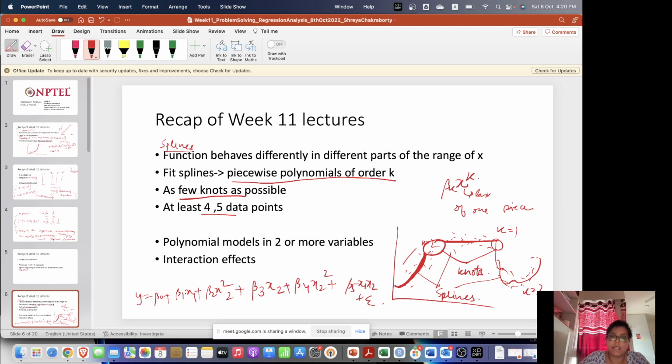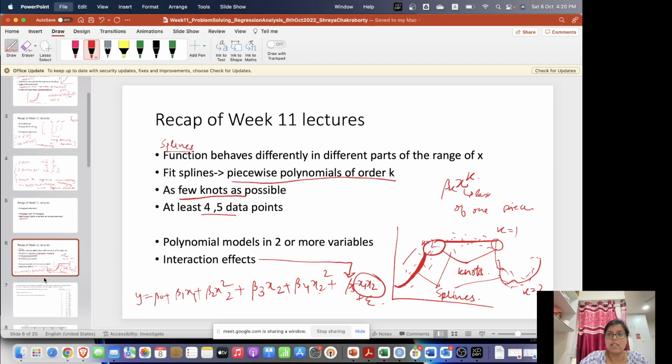In x1 it's a polynomial of order 2, in x2 also it's a polynomial of order 2, and we also have x1 x2. The coefficients corresponding to these cross product terms are the interaction effects, and we have seen how to calculate these and how to test for them. This was all that was discussed in the week 11 lectures.